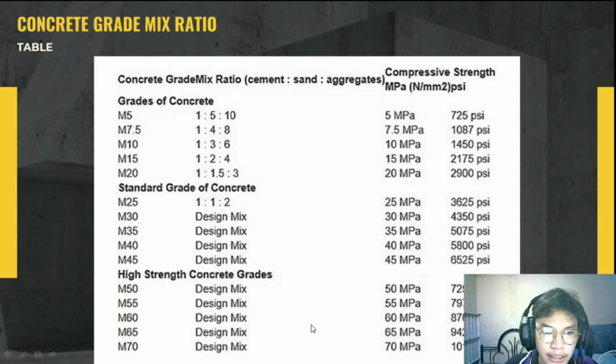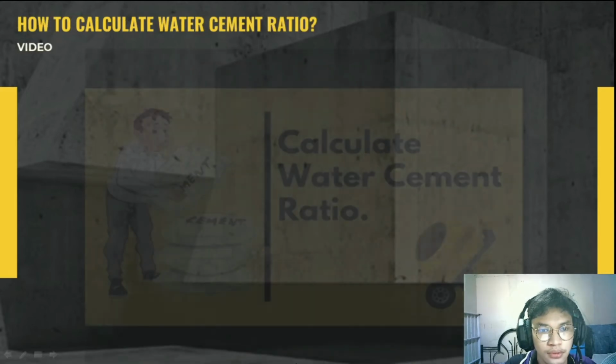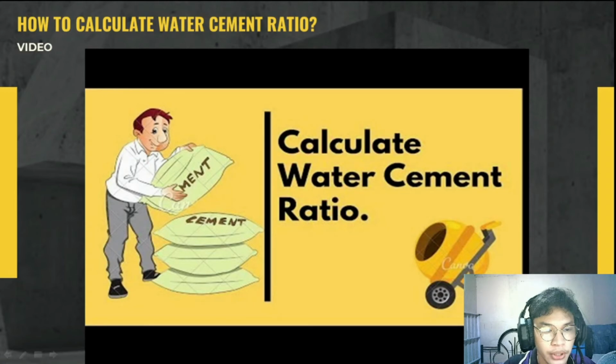So kung mapapansin natin dito sa table, sa bandang gitna nakalagay na dito na design mix. Wala nang certain ratio. Ang gagawin kasi dito, para ma-achieve mo yung compressive strength na to, ikaw mismo yung magko-compute nung ratio ng cement, sand, tapos aggregates. So, panoorin natin itong video on how to calculate water-cement ratio.